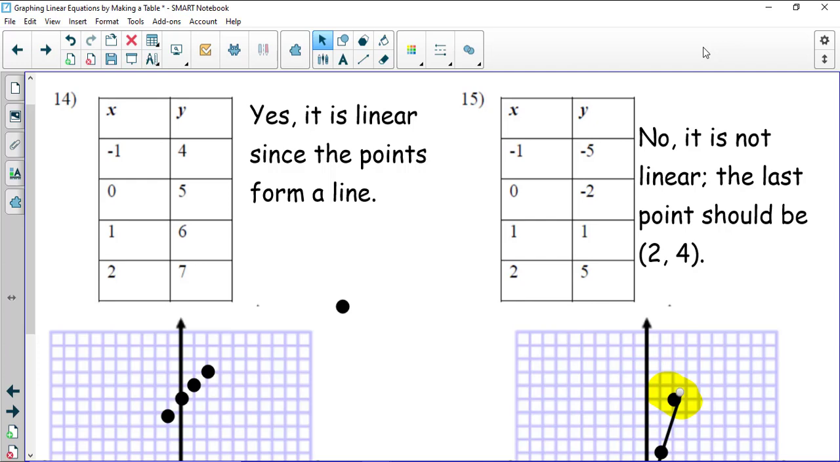I do suggest a minimum of 3 ordered pairs or 3 points. 2 is sufficient, but it's definitely good to have 3 or 4 just to make sure they also fall in line as well.